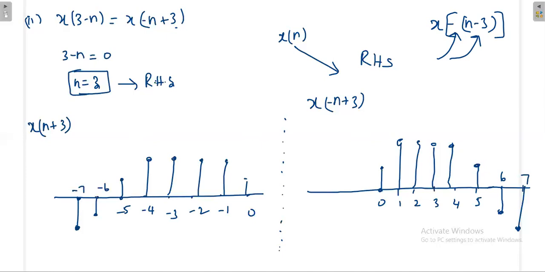Okay, so next question. The next operation is x of n times u of 3 minus n. Already we have x of n. We have to multiply it with u of 3 minus n. That means we should know what u of 3 minus n is.